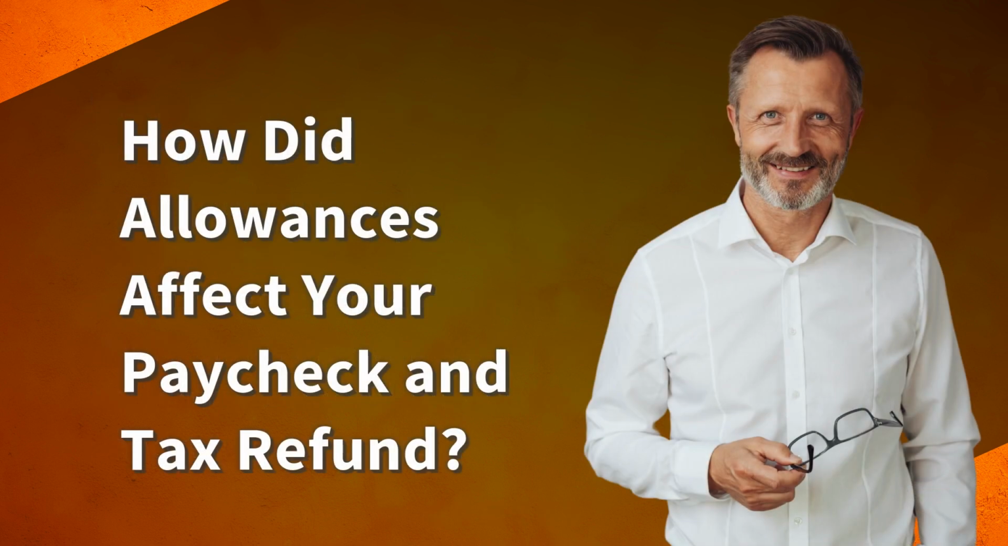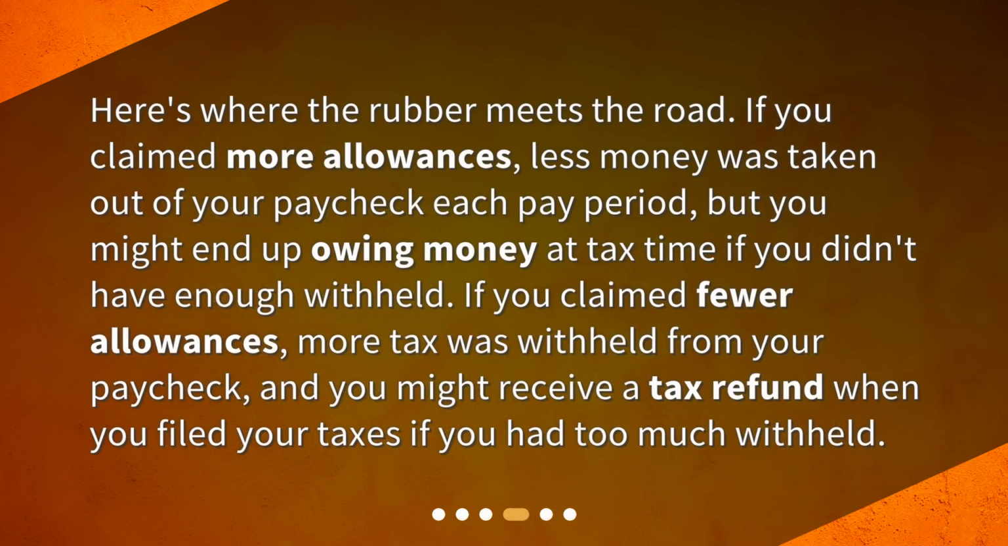How did allowances affect your paycheck and tax refund? Here's where the rubber meets the road. If you claimed more allowances, less money was taken out of your paycheck each pay period, but you might end up owing money at tax time if you didn't have enough withheld. If you claimed fewer allowances, more tax was withheld from your paycheck, and you might receive a tax refund when you filed your taxes if you had too much withheld.